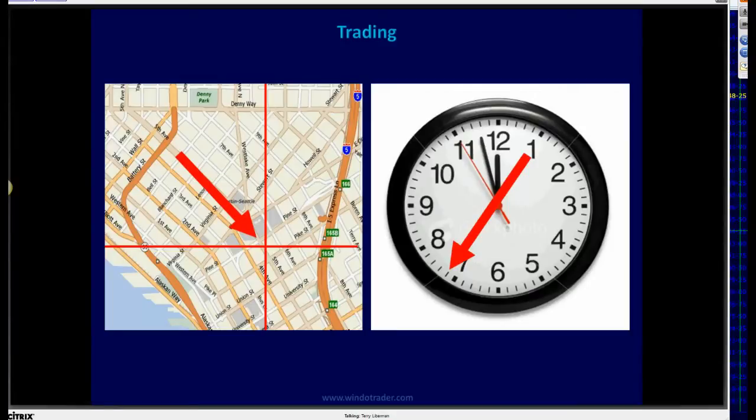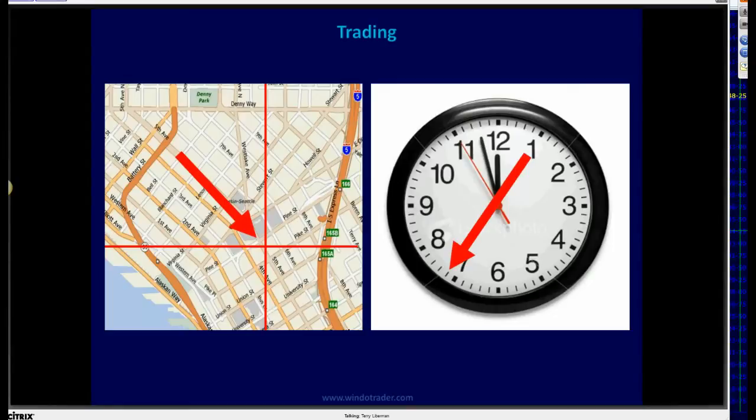And we use that along with different types of chart styles, ranging from bar charts to Renkos to candlesticks to point and figure. And we use these tools to understand and interpret the market's auction process. And that provides us with an edge in determining higher probability trade locations and times for entering the market, managing and adjusting positions, and exiting existing positions.